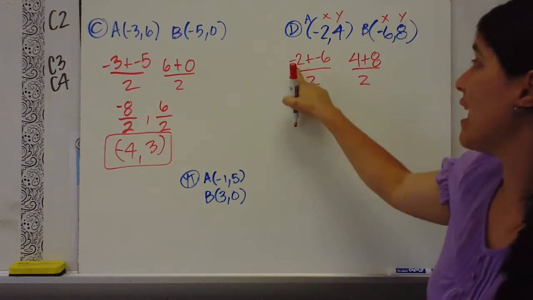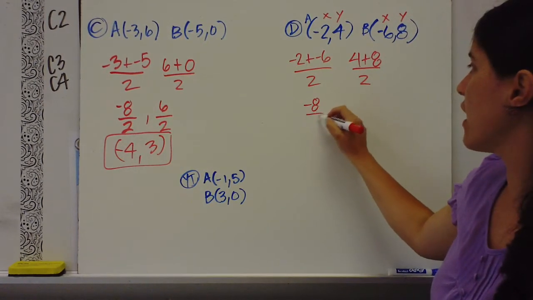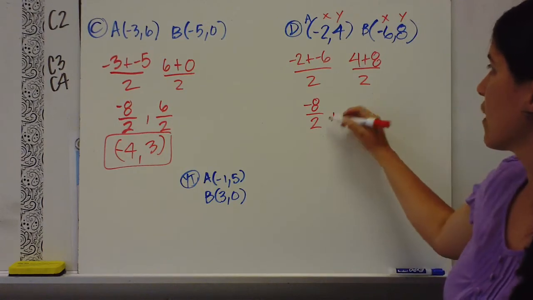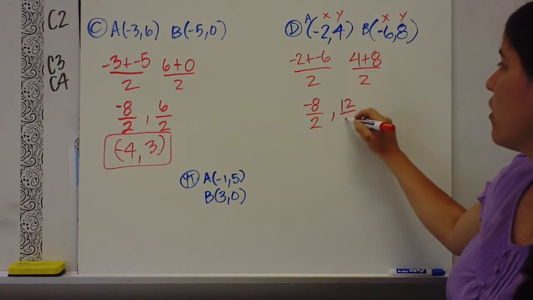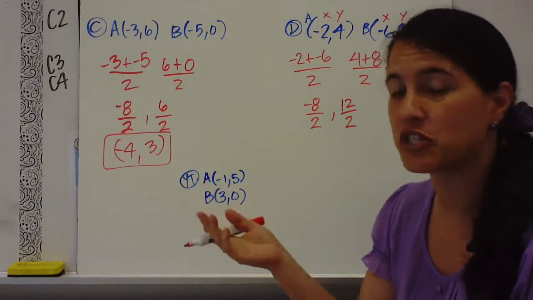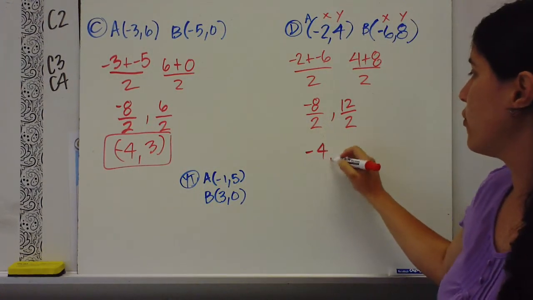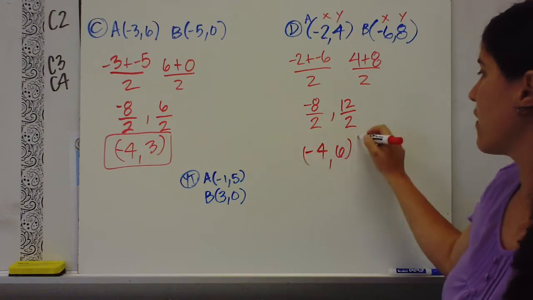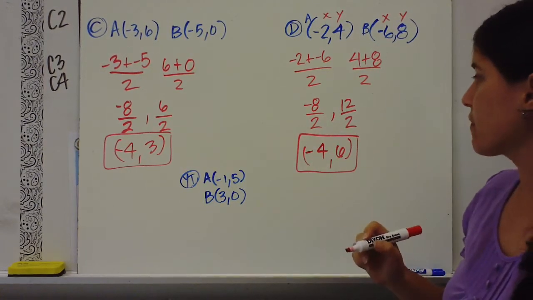Now you simplify. Negative 2 plus negative 6 is negative 8 again. 4 plus 8 is 12. And then remember you have to divide by 2 because you're trying to find the average, the middle. So negative 4 and 6. And there is your midpoint.